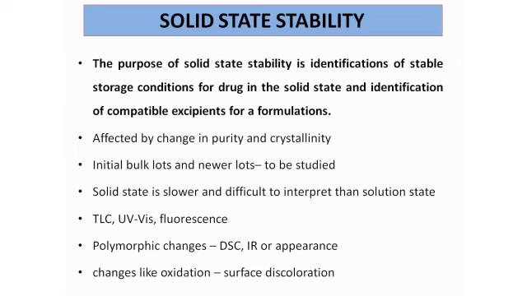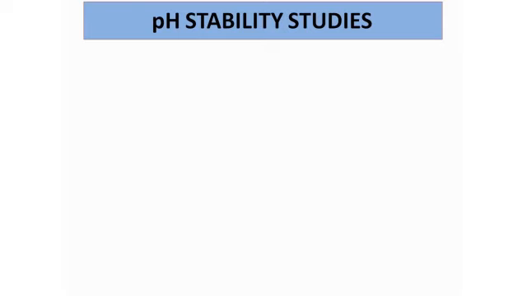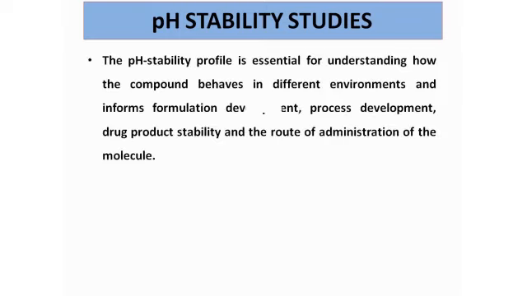Clear? So the last one is the pH stability study. In the pH stability study, this pH stability profile is very much essential for understanding how the compound will behave in different environments. We are going to make a compound, right? Suppose we are going to make a tablet. Once this tablet enters our mouth, it will go via the esophagus into the stomach. In the stomach, it is going to encounter an acidic condition.